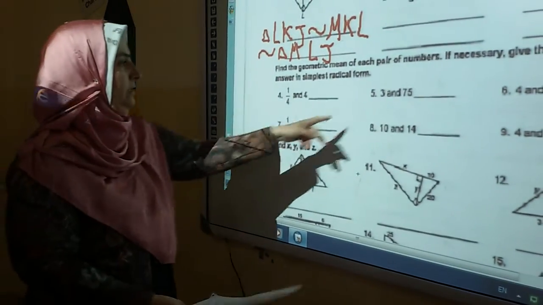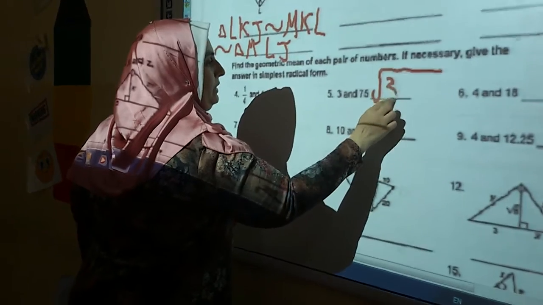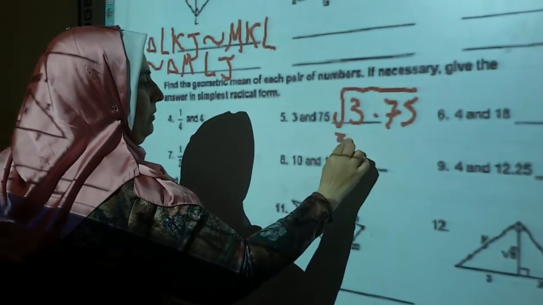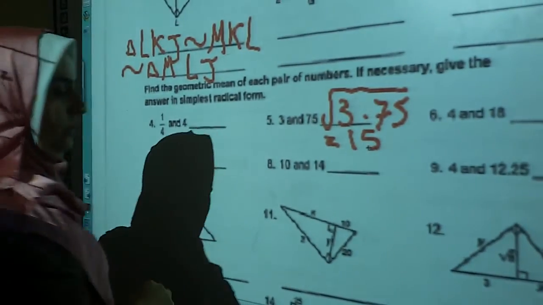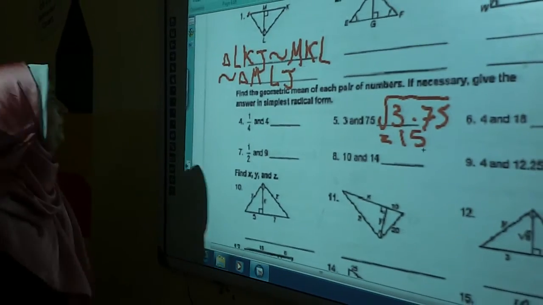Of course, we can solve this. Like we said, we're going to get the square root of 3 times 75, which is equal to 15. Okay, that's nice. Let's see the other exercise here.